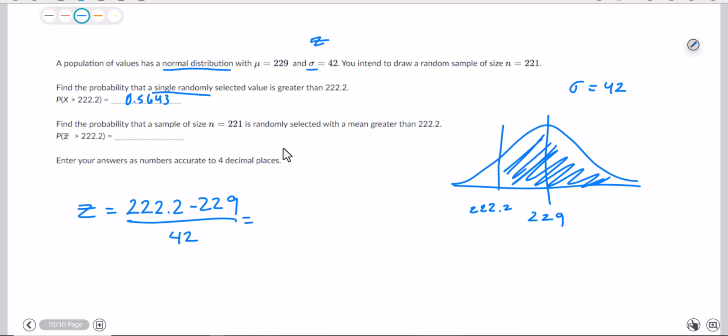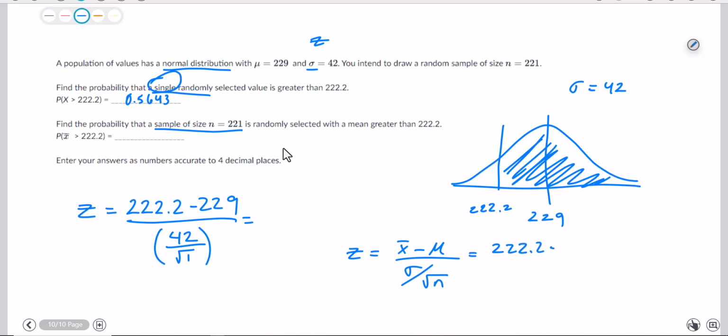All right, now how this changes is when they tell you to consider the sample size. So the formula is really this: the sample mean minus the population mean over the standard deviation divided by the square root of the sample size. It just so happened this one said a single value. So the difference here is you're going to have to divide the standard deviation by the square root of the sample size. There sure is a whole bunch of twos in this problem, of 221.